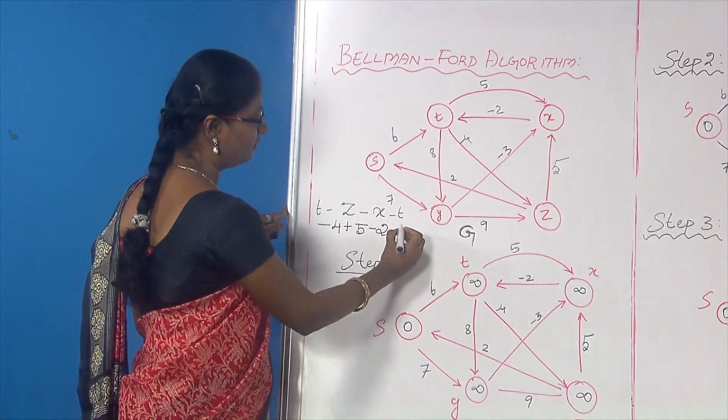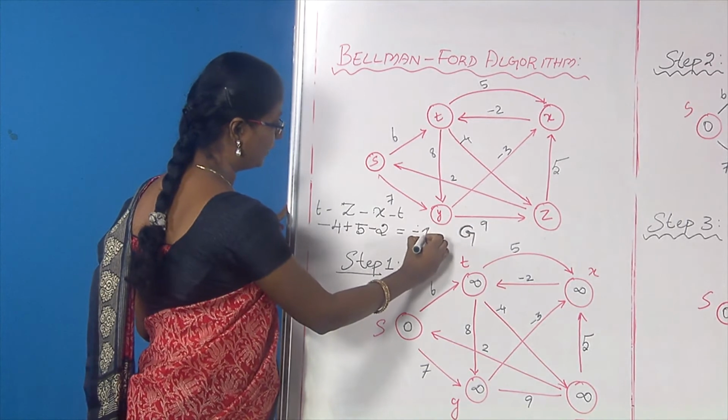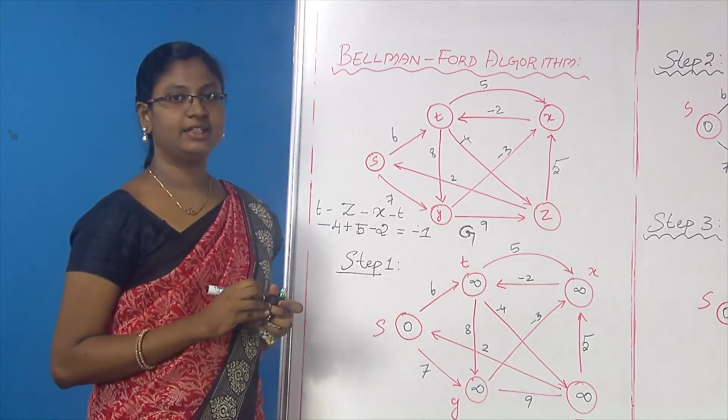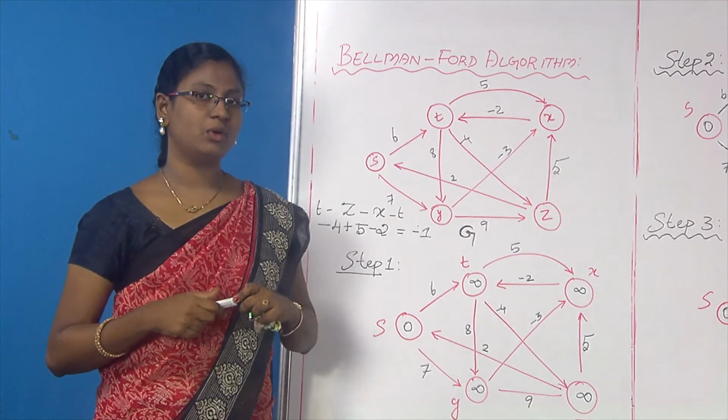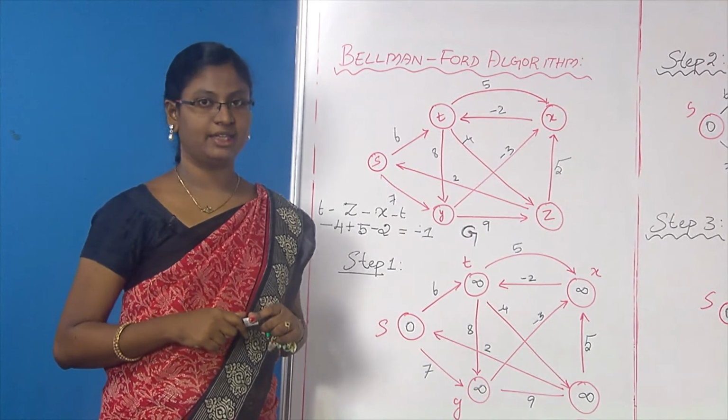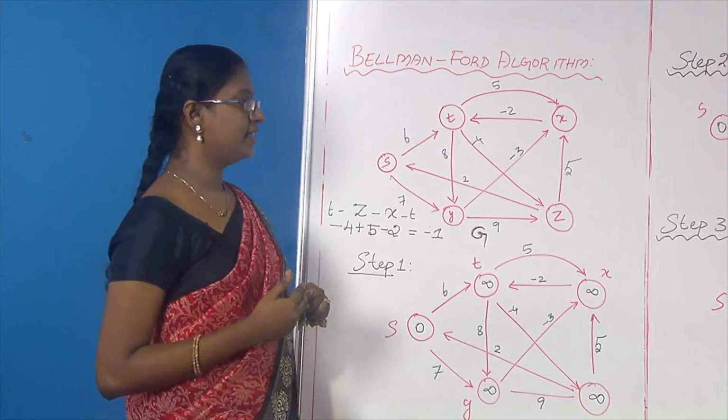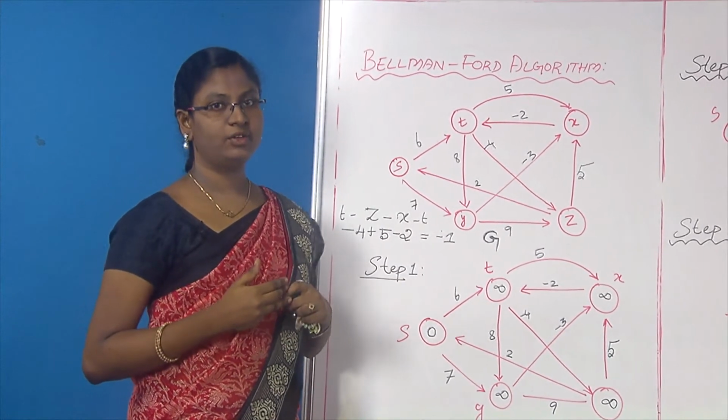So, the length of this cycle is minus 1. So, here I have a negative cycle. I cannot use the Floyd-Warshall algorithm if I have a negative cycle. So, since I have a negative cycle here, I can go for the Bellman-Ford algorithm.